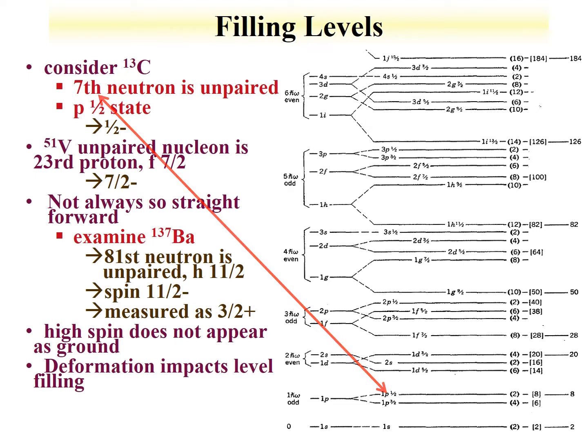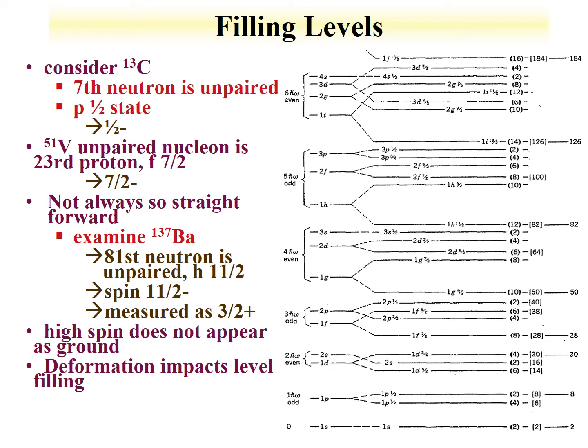Another example is vanadium-51. The odd nucleon is the 23rd proton. 20 protons fit up through the 1d3/2, so I can put 3 into the 1f7/2. One is unpaired, so F is also negative, so we would expect vanadium-51 to have a spin and parity of 7/2 minus. Now, the shell model isn't always correct, and as an example, let's consider barium-137.